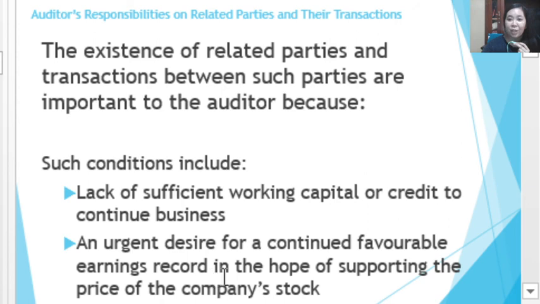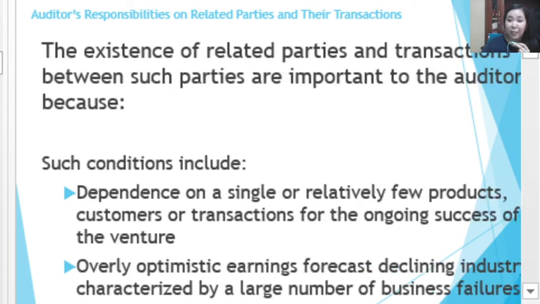Another is an urgent desire for a continued favorable earnings record in the hope of supporting the price of the company's stock. So again, a financial concern of the entity. That's why they entered into a related party transaction, to save them from losing. Another is dependence on a single or relatively few products, customers, or transactions for the ongoing success of the venture. So they have entered into related party transactions again, so that the entity will be able to continue in the long run.